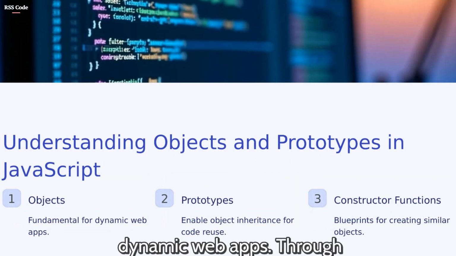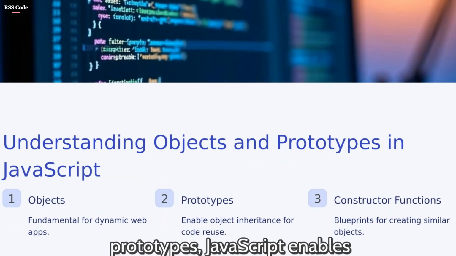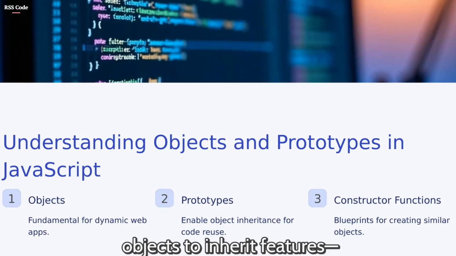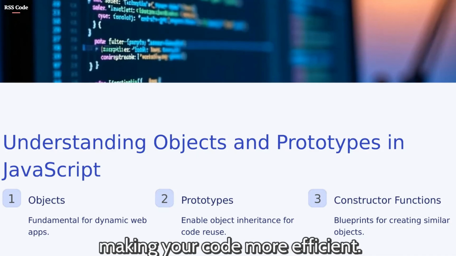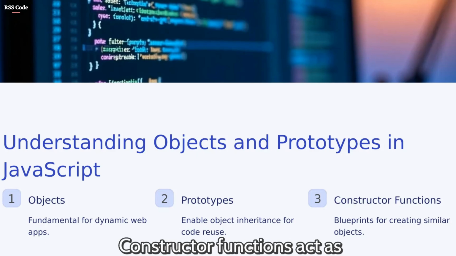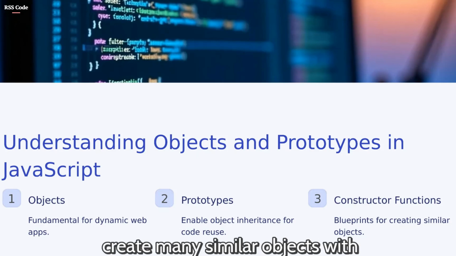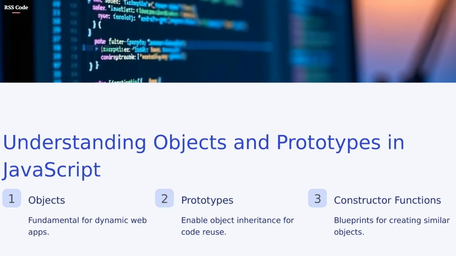Objects are the backbone of dynamic web apps. Through prototypes, JavaScript enables objects to inherit features, making your code more efficient. Constructor functions act as blueprints, allowing you to create many similar objects with ease and consistency.